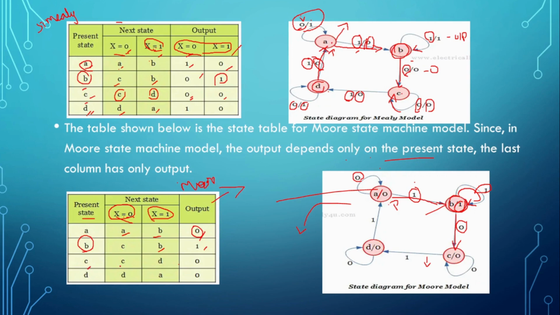Afterwards, present state is C. When the input to C is 0, what will be the next state of this C? C itself. This directed line is mentioned on C itself. That's why you need to write C here. When x equal to 1, that is if you give input value as 1, what will be the next state of this C? The arrow mark is mentioned here and the variable is D. So you need to write D here. Afterwards, what will be the output of C? C by 0. You need to write output as 0.